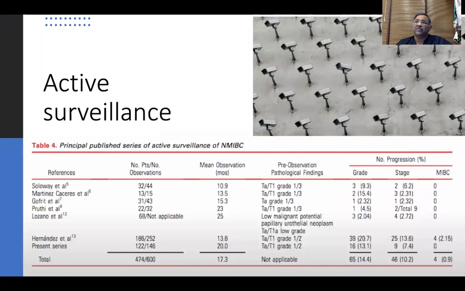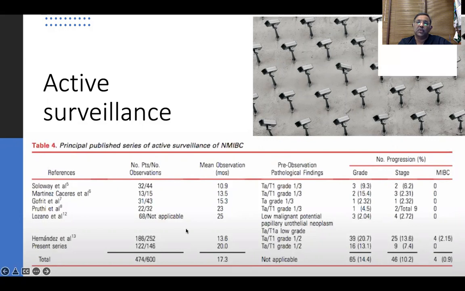What about use of surveillance only for low-risk patients who are high anesthetic risk, low risk from the disease perspective? In the meta-analysis of these various studies, you can see that surveillance is also an option.